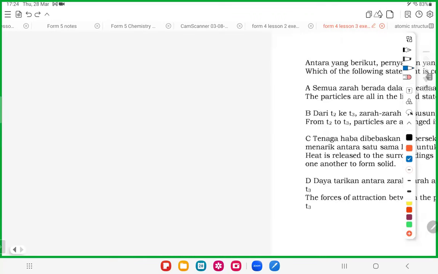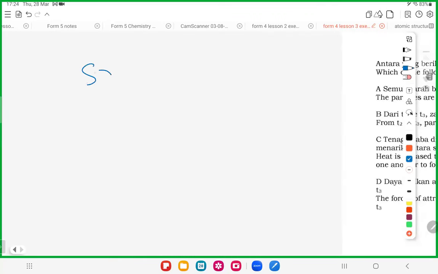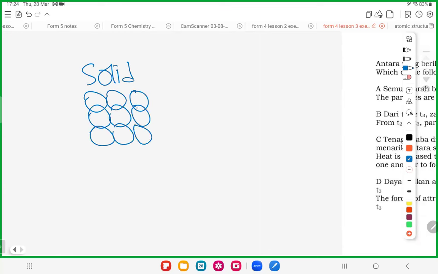One minute revision. Solid, everything is squeezed together, so we call this packed. Packed means squeezed together, and you can see everything is very organized. We call it packed and orderly. That is for solid. Okay?